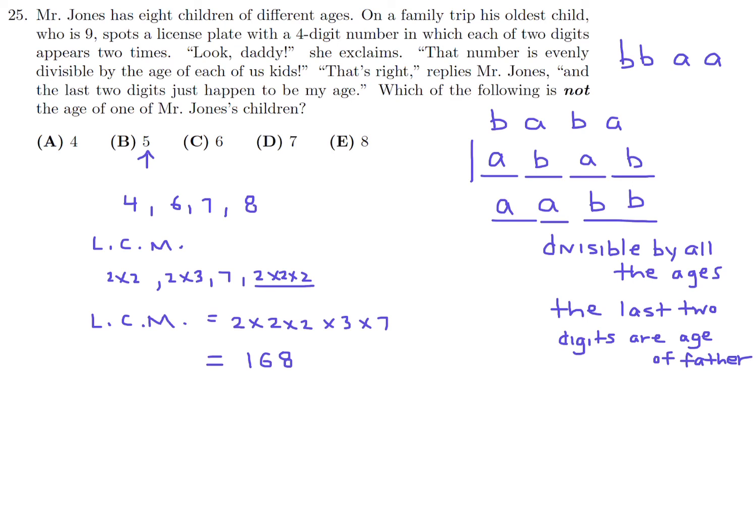But there's actually a clue in the question stem that you might have actually missed. His oldest child is 9 years old. So 9 also is going to divide our number. So they mentioned that for a reason. It's not just something they've said in passing. So instead of just 4, 6, 7, and 8, I'm going to include the 9 in there. And I'll find the LCM of that.